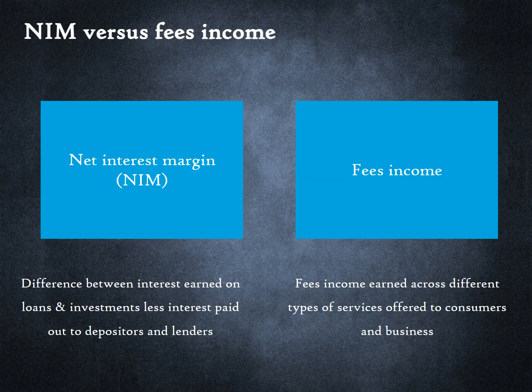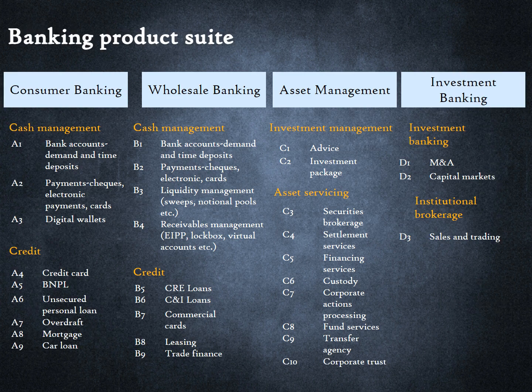This brings us to an interesting question. What determines the NIM versus fee income ratio of a bank? The answer lies in the product mix of the bank. Certain products are more NIM-oriented and other products are more fees-oriented. Let us take a moment to refresh our memories on the banking product suite. We will now attempt to classify these products into NIM and fees-oriented products.